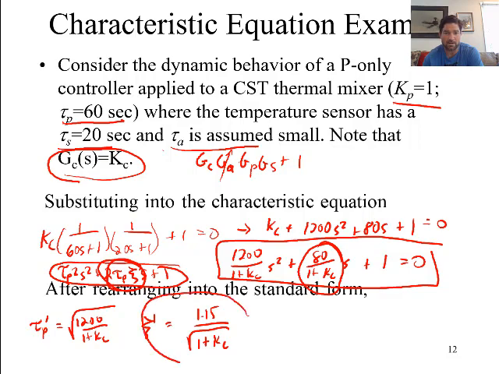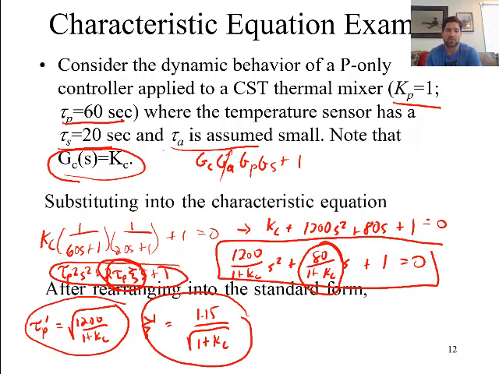From here, I can determine what the oscillations are. One thing we want to notice is that because kc is set to be a positive number, all these terms are positive, so this will always be stable. If we want to discuss just general stability, this is always going to be stable.